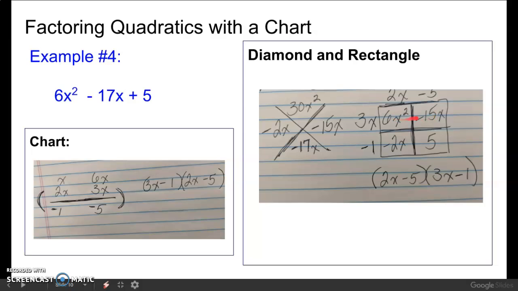So 3 and x goes into both of these. Once I got that one, I got this as 2x because 3x times 2x gives you 6x squared. Once I had that, this had to be negative 1 because it's just the opposite of that. And then since this has to be positive 5, this had to be negative 5, and then it works there. And you can see I've got 2x minus 5 up here. That got cut off a little bit, but 2x minus 5 here times 3x minus 1 here. And that really is the same answer.